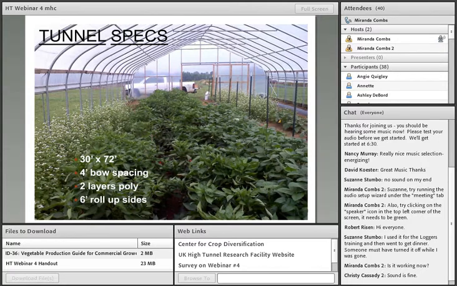That influences the heat retention in the wintertime, so we're talking about getting somewhere between 5 to 7 degrees of additional warmth at night compared to outside temperatures. And we've got 6-foot roll-up sides for increased ventilation, and those big doors you see on the end are about 8 by 8.